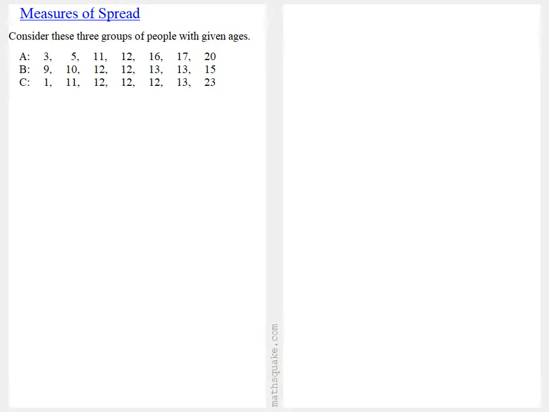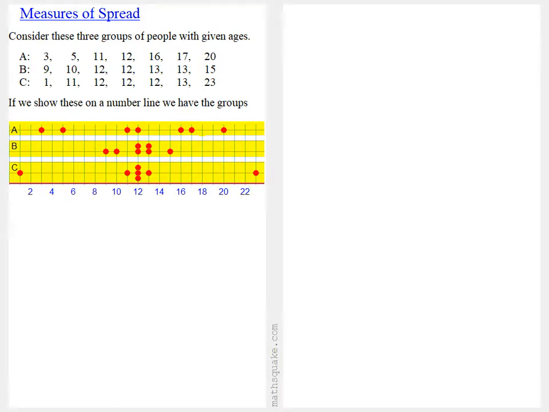Group A has ages 3, 5, 11, 12, 16, 17 and 20. Group B has ages 9, 10, 12, 12, 13, 13 and 15. And Group C has ages 1, 11, 12, 12, 12, 13 and 23. Now we can see these groups if we show them on a number line.